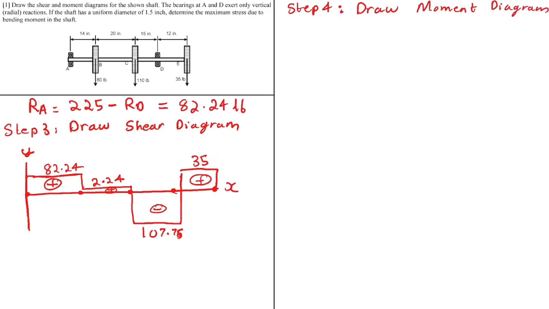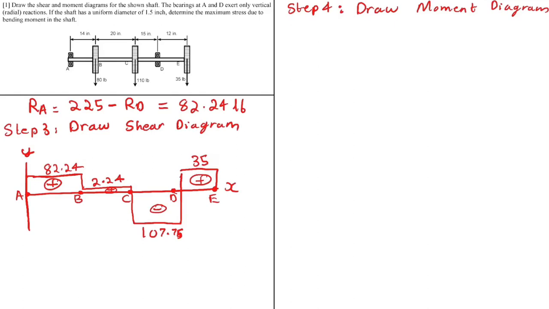So how do we do this? One way is to calculate the moment at every single location, but better than that, or easier than that, is to just find the area under the curve. So from your shear diagram, the area under this will give you the moment value at point B, let's say. I haven't labeled these points. So this is A, this is B, this is C, D, and E.